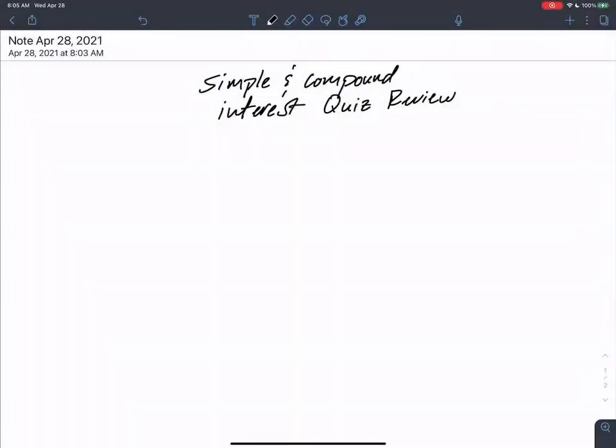All right, guys, so let's go ahead and start. Simple and compound interest quiz review. All right. So to start off, very simple. You have to know what the simple interest formula is.